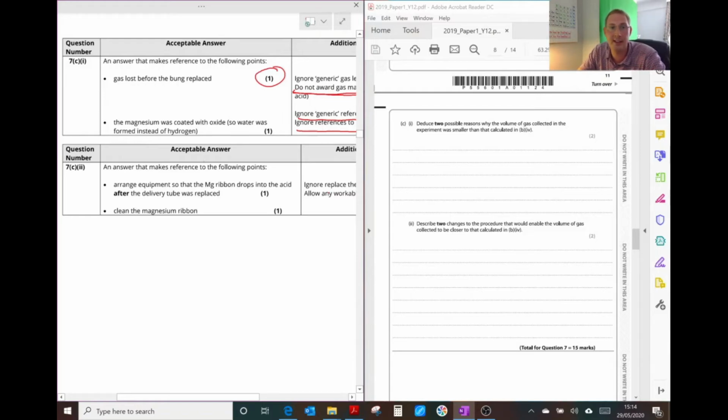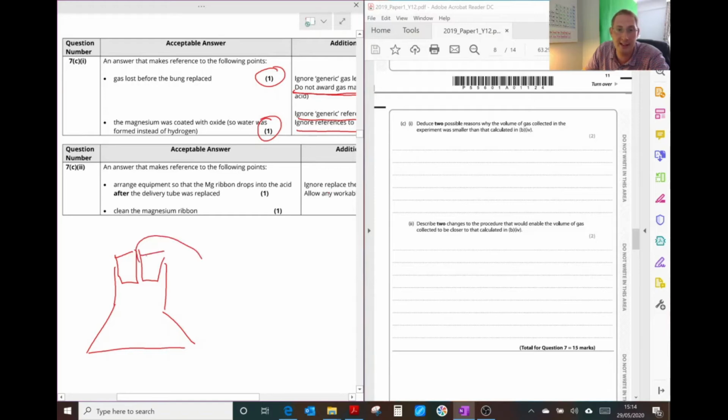They wanted you to say that the magnesium was coated with oxide, so water was formed instead of hydrogen. Okay, and that's because we have talked about this situation where you'll set up your conical flask with the bung in already and your magnesium in a crucible separated from the acid, so that you can shake the flask and the magnesium will come into contact with the acid, and we have discussed that in lessons before. So they wanted arranged equipment so the magnesium ribbon drops into the acid after the delivery tube is put in.